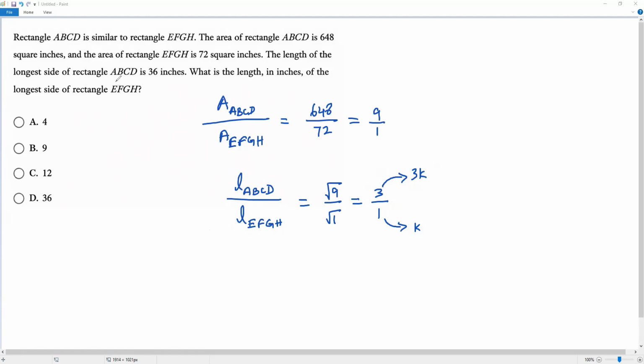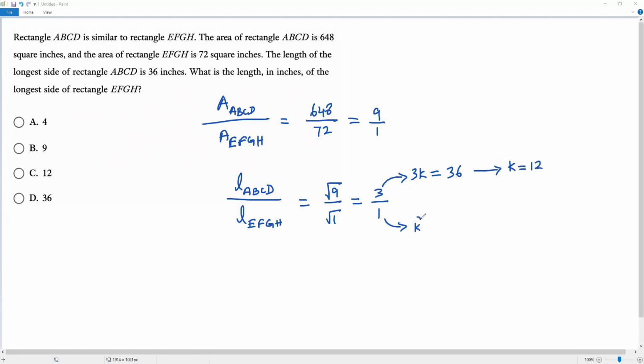Already we have the length of the longest side of the rectangle ABCD, that is 36 inches. So now we can equate this 3k and this 36. Then we get 3k equals 36. Now to solve for k in this equation, we have to divide both sides of the equation by 3. Then I am getting k equals 12.